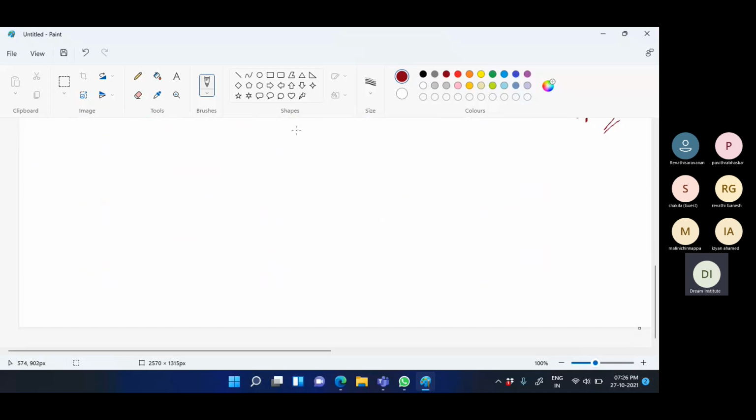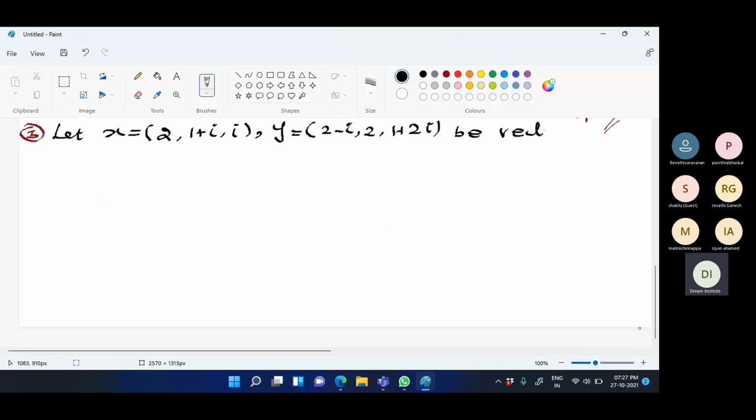Okay, now the third question. Let x is equal to 2 comma 1 plus i, and y is equal to 2 minus i comma 1 plus 2i, be vectors in C power 3. Compute the norm of x, the norm of y, then the norm of x plus y. Let us see how to find all of these.